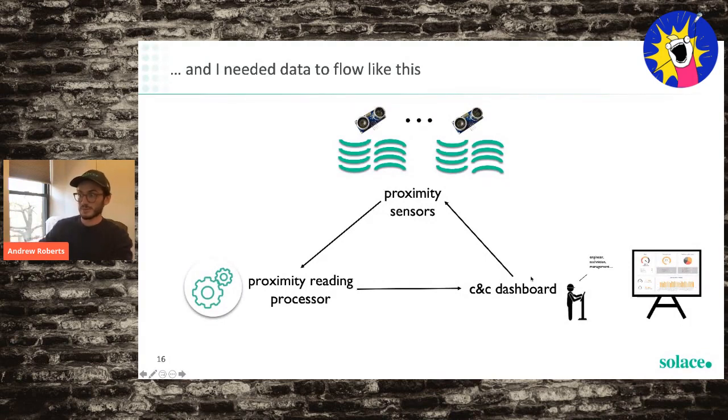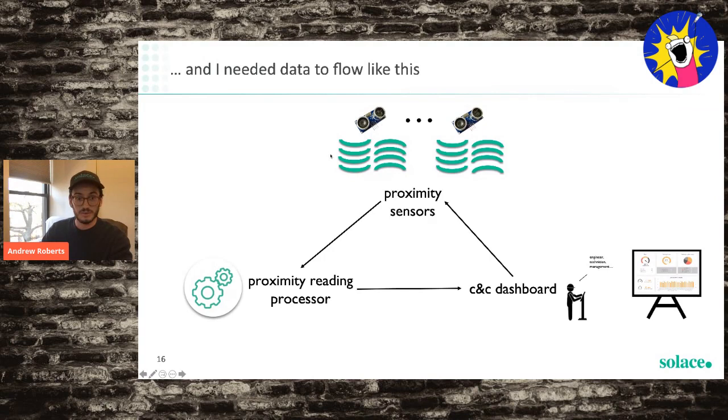From the proximity sensor, I'm going to publish raw proximity distance readings to that application that's going to interpret them. The processor is going to send the product counts in real time out to that command and control dashboard. And then potentially, if an engineer wants to, it should be able to send a control out to those proximity sensors. If I were to build this using REST, that'd be pretty difficult as I scaled out my number of proximity sensors.